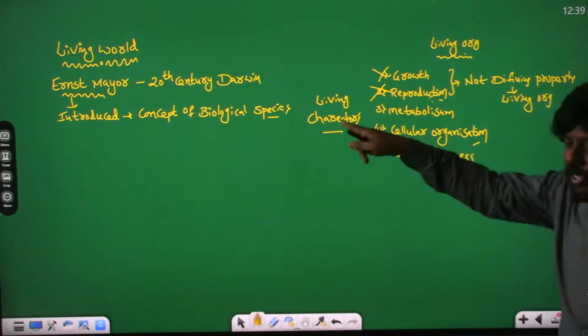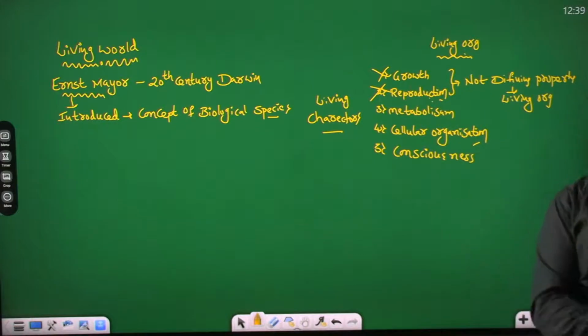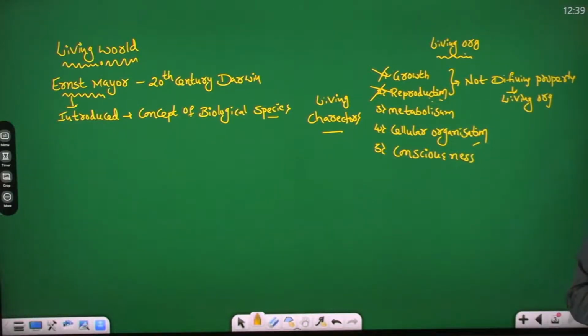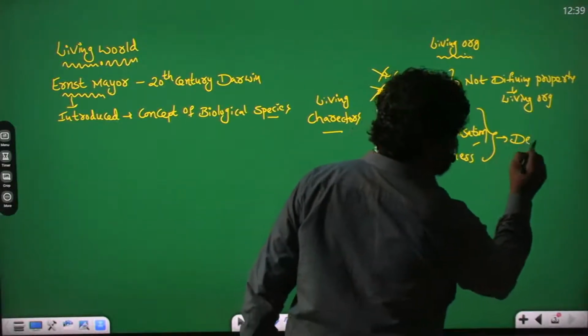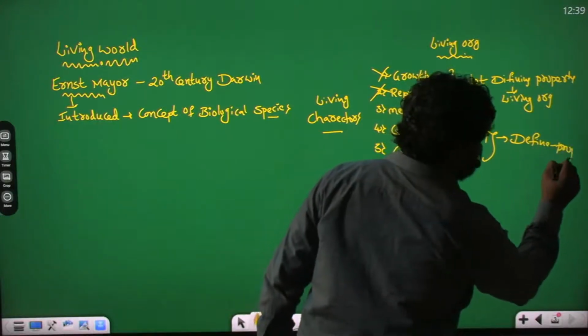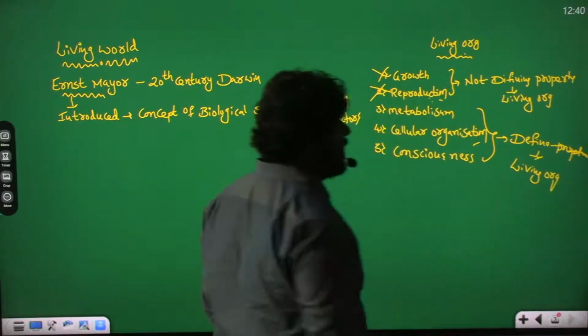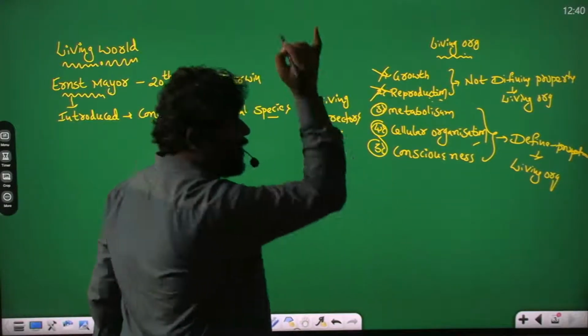It is a character of living organisms. It occurs in living organisms, that's why it is a character. Reproduction and growth occur in living organisms, that's why they are characters of living organisms. But to define the living organism, we do not use the terms growth and reproduction. Okay, one by one we will explain. Next, metabolism, cellular organization and consciousness. These 3 are the defining properties of living organisms. To define the living organism, you have to use these 3 terms: metabolism, cellular organization and consciousness.